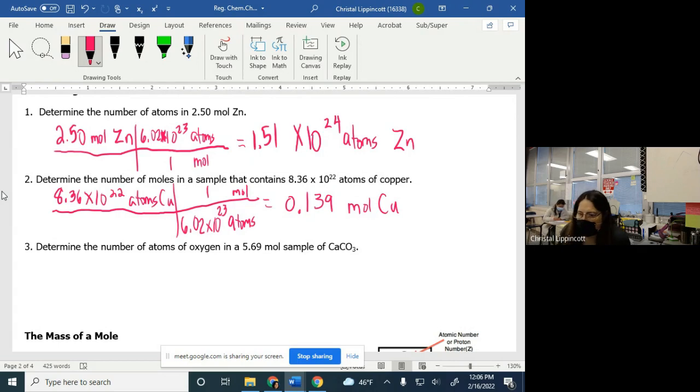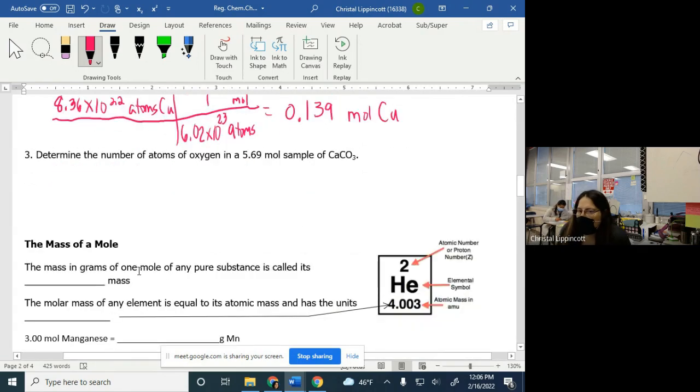Let's try another one. We're determining the atoms of oxygen in this sample. So this is going to be a little bit trickier, okay? So watch what I'm going to do here. This is where my dimensional analysis comes into play. I've got moles of CaCO3 here.